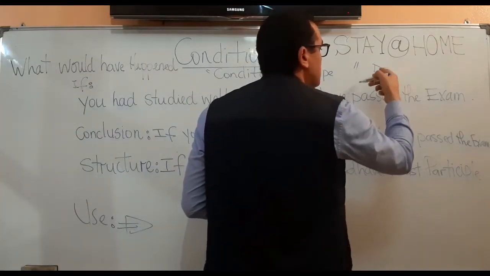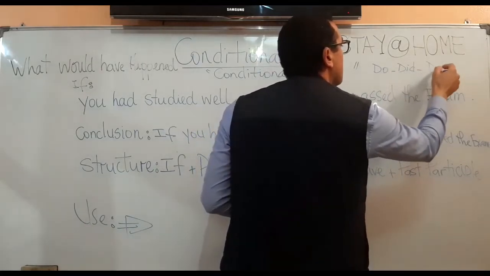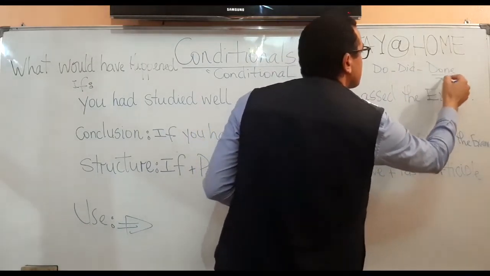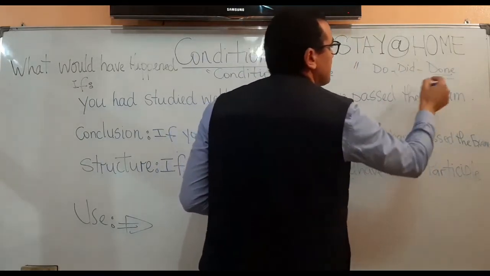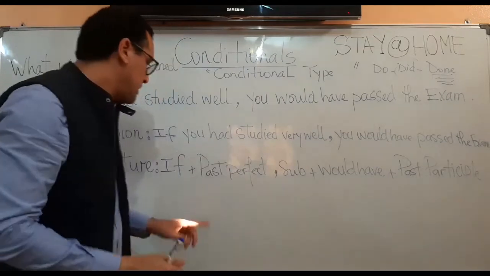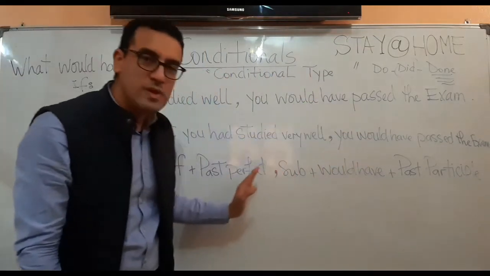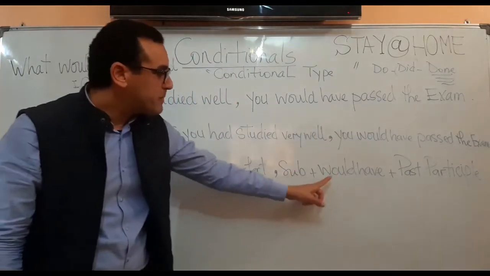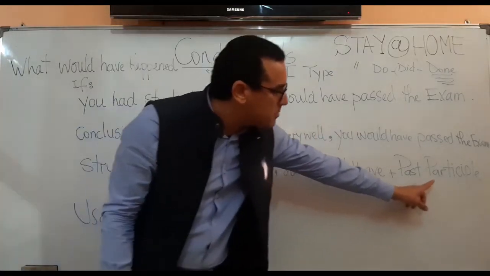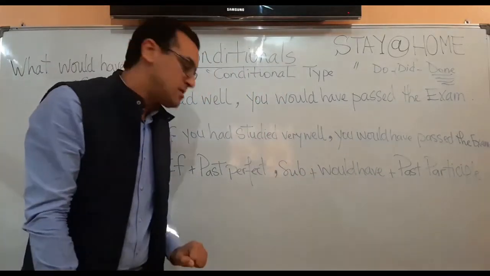You remember when I gave you the example, do, did, done. That's the past participle. And this one is the past simple. We're talking about the past participle of the verb. So if plus past perfect gives us or results in the subject plus would have plus the past participle. Okay? Would have plus the past participle.